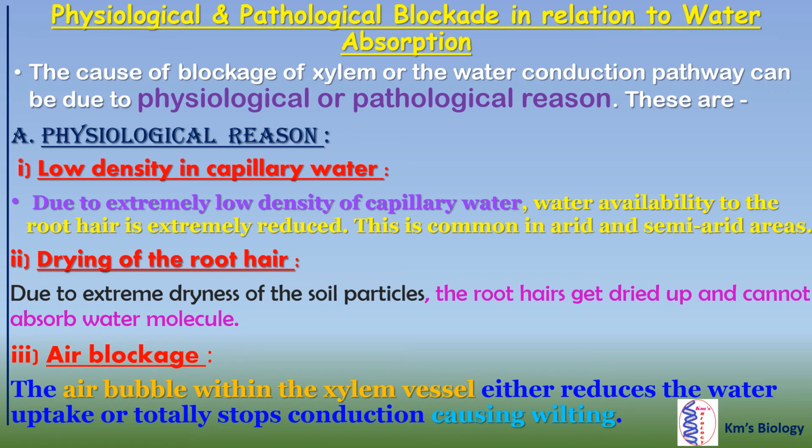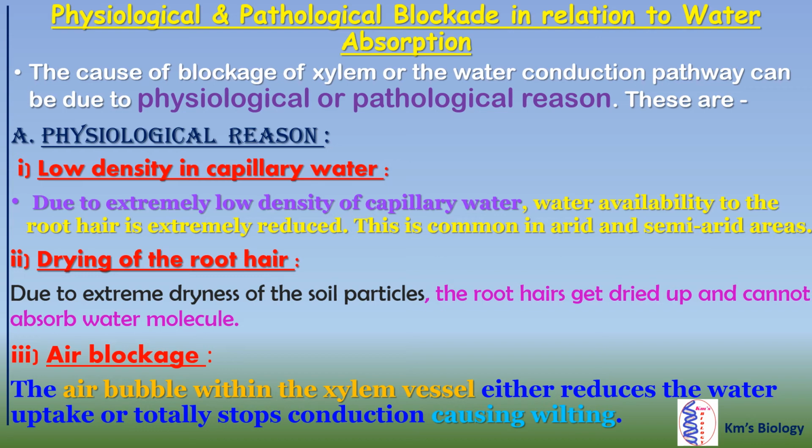There are some physiological and pathological blockades in relation to water absorption. The cause of blockage of the xylem, or the water conduction pathway, can be physiological or pathological. These are as follows. Under physiological reasons, the first point is low density of capillary water. Due to extremely low density of capillary water, water availability to the root hair is extremely reduced. This is common in arid and semi-arid areas.